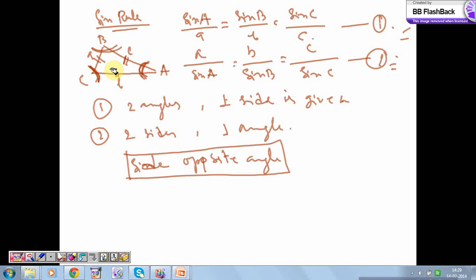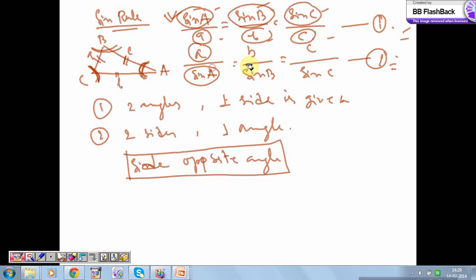Now in the sine rule, sometimes you have to find the side, or you have to find the angle. When you have to find the angle, you use the expression number one, where the angle is sine A and the sides are a. Here is the angle, here is the side, here is the angle, and here is the side. When you have to find the side, then you use the inverse expression of this sine rule. This is the side, this is the angle, this is the side, and this is the angle.